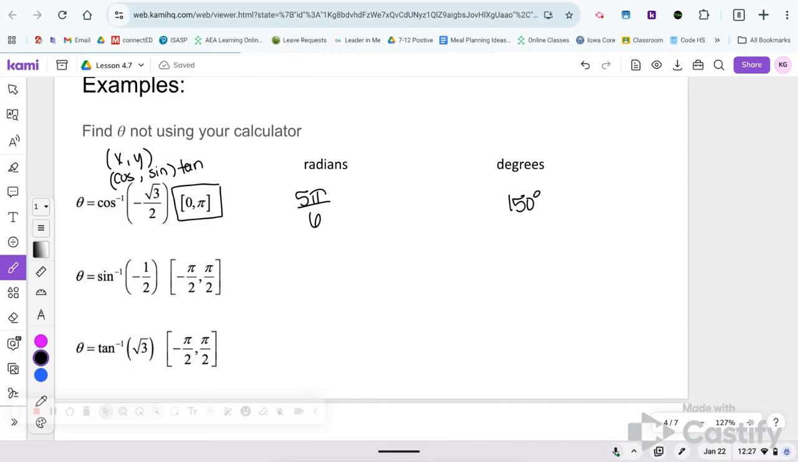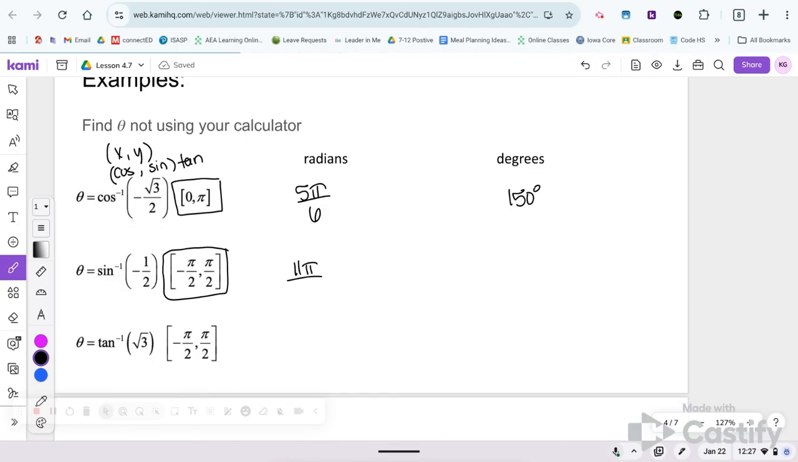The second one wants me to do the inverse sine of -1/2. So remember, sine is the second number. So I'm looking, where is the sine -1/2? But I'm only looking from negative pi over 2 to positive pi over 2. So I'm looking on the right half of the unit circle, and I see it there at 11 pi over 6, or 330 degrees. Because remember, negative pi over 2 is 270, and positive pi over 2 is 90. So I'm looking in between negative 270 to 90. That's why I'm only using the 11 pi over 6.